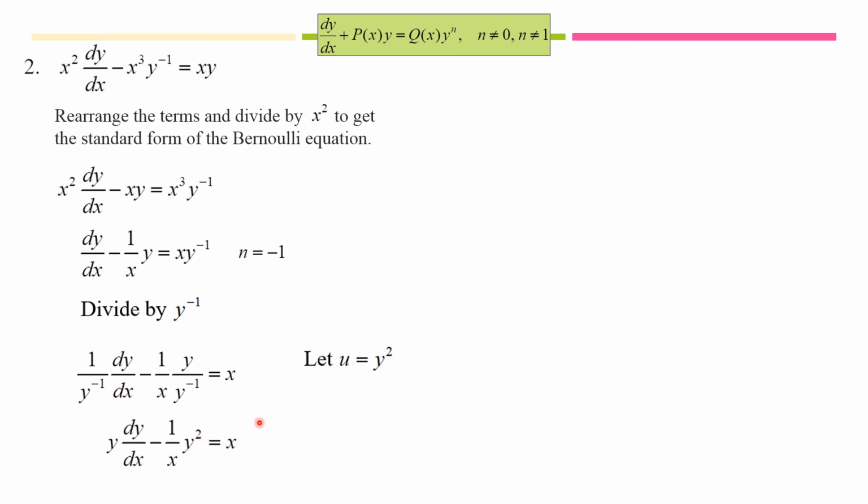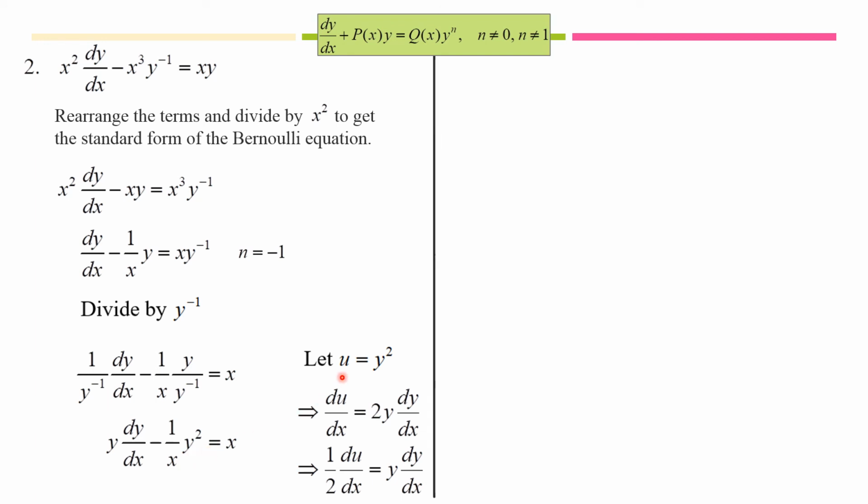Define u as y squared, so that du/dx is 2y dy/dx. Therefore, y dy/dx is the same as a half du/dx. Bring 2 to the left side. So that means y dy/dx, which appears in this equation, can now be replaced by a half du/dx, and y squared can be replaced by u. So this is the substitution. Half du/dx, which is this term, minus (1/x)u is equal to x.